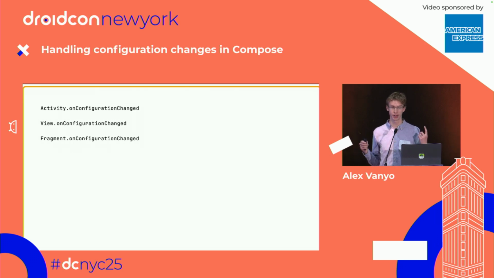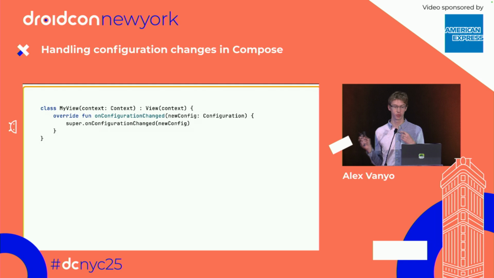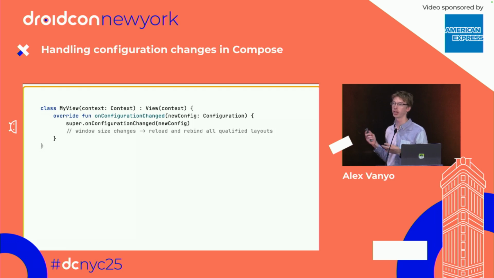So going back to activity view and fragment, I want to zoom in now on the view on configuration changed. This is the callback that you get within the view, and I just want to take a moment to think about what it means to do this within a view directly. Let's say you're opting out of recreation, you're specifying Android config changes. What does that actually mean? Well, if you're handling this in a view, it means that when the window size changes, you might need to reload and rebind any qualified layouts, anything that's different based on the old to the new configuration change.